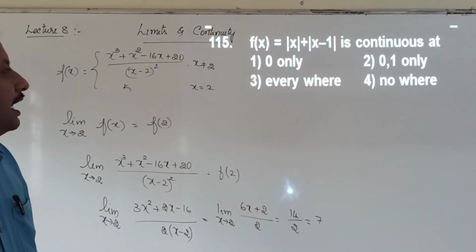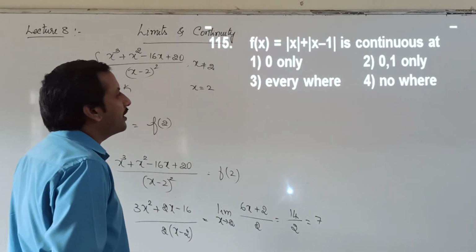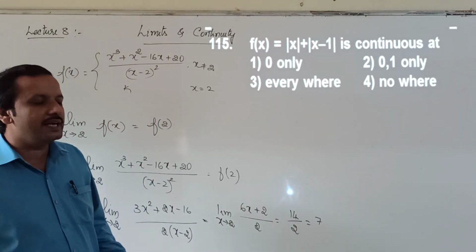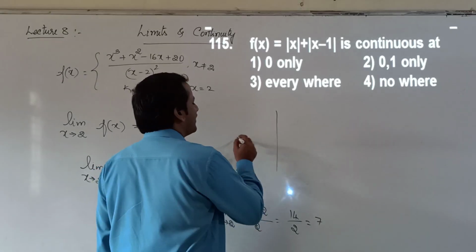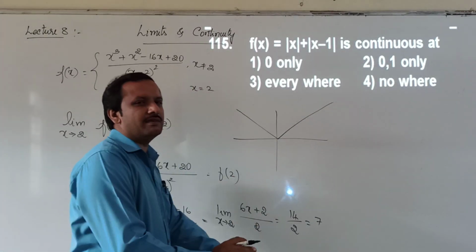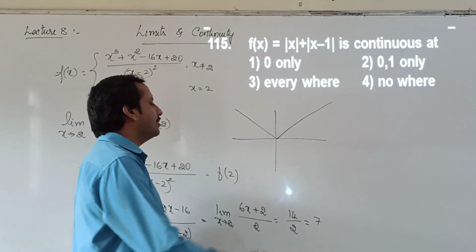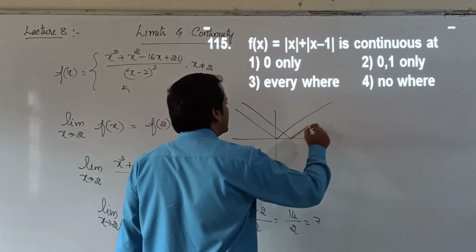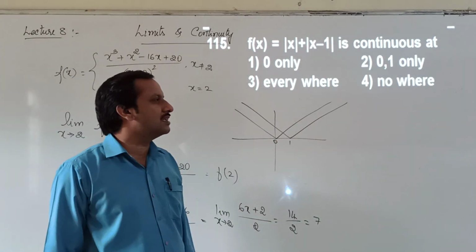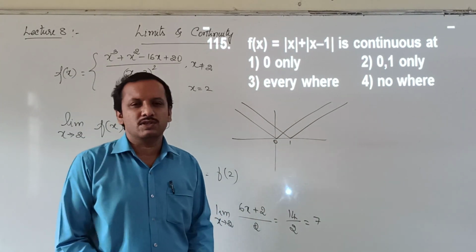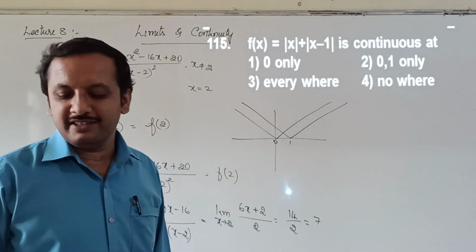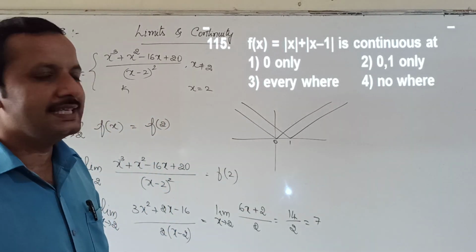Then 115. f of x is mod x plus mod x minus 1, where is it continuous? You look at the graph of mod x. Mod x is continuous everywhere, and similarly mod x minus 1. This is the graph of mod x minus 1. Mod x minus 1 is also continuous everywhere. So continuous everywhere, right? So third option is the answer.